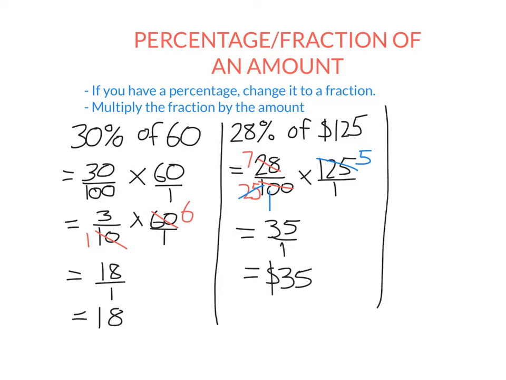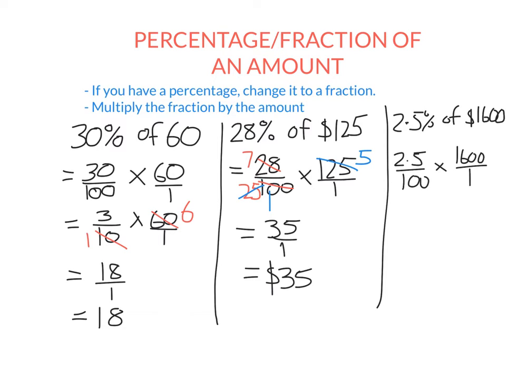So let's now do a slightly harder example. So let's do 2.5% of 1600. So please don't freak out because there's a 2.5 because this is a decimal. I'm not going to do this any differently. So I'm going to write the percent over 100. So this is 2.5 over 100 times 1600 over 1.